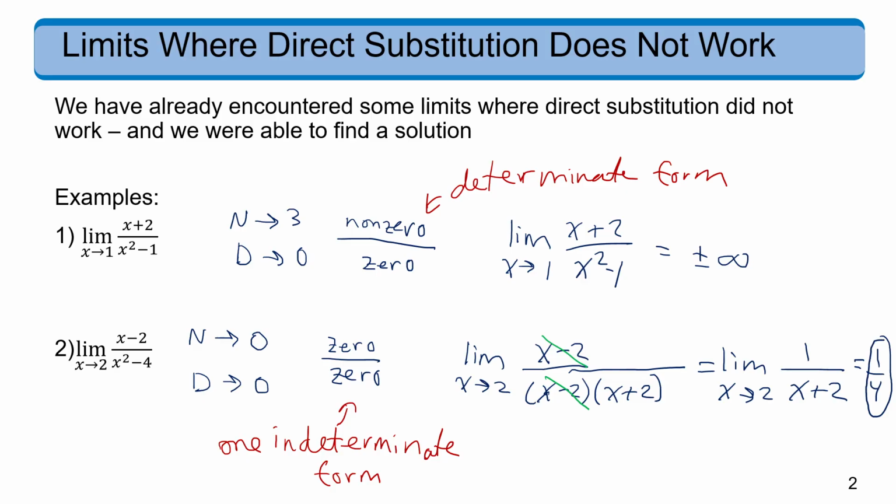Okay, so these are two cases we've seen of how to handle situations where direct substitution doesn't work. And we're starting to see this, what we call the form, what the numerator and the denominator are doing separately. And sometimes that form tells you what the limit will be, like in the first one. In other cases, the form is not enough to tell you the limit. So we're going to be looking more at these indeterminate forms in this section.